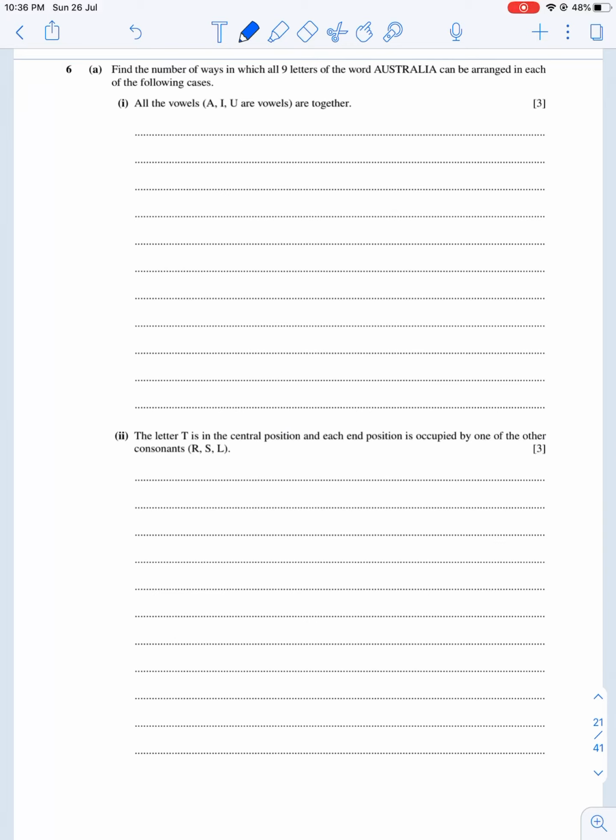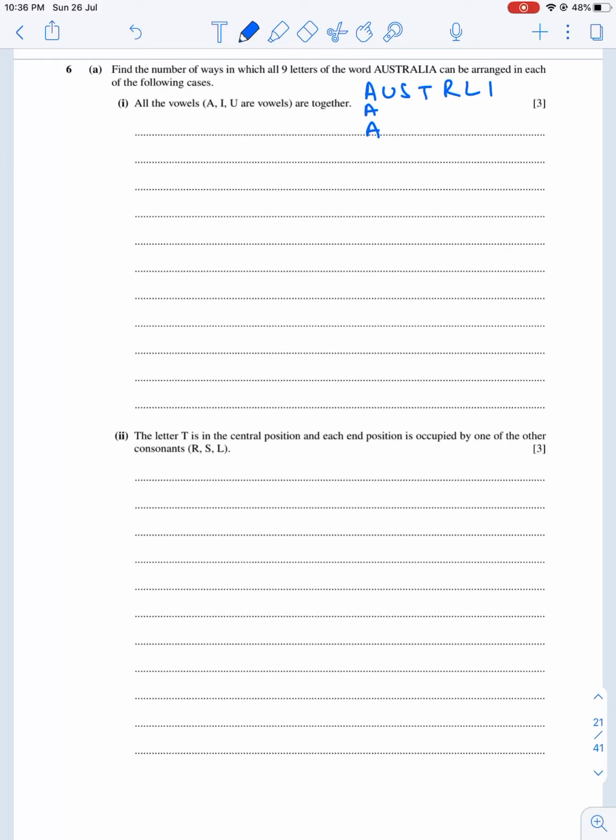Find the number of ways in which all the 9 letters of the word Australia can be arranged in each of the following cases. Now first of all, we figure out how many letters are being repeated and how many times. A-U-S-T-R-A-L-I-A. So none of the letters are repeated except for A, which is repeated thrice.